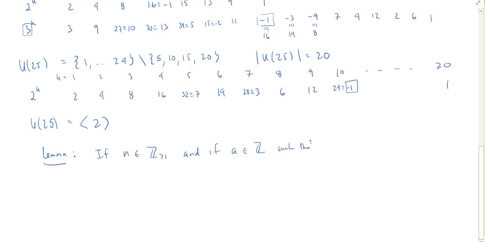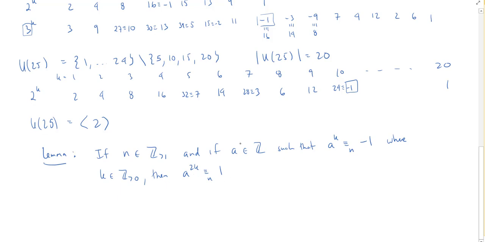such that a to the k is congruent modulo n to -1, where k is some positive integer. I'm not worried about it equaling 0. Then a to the 2k is going to be congruent to 1 modulo n. And that's obvious, because if you square a to the k, you get a to the 2k. And if you square -1, you get 1. So that's not the interesting part.